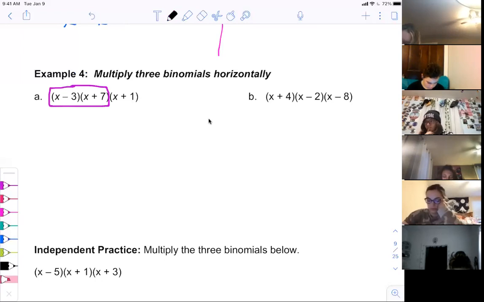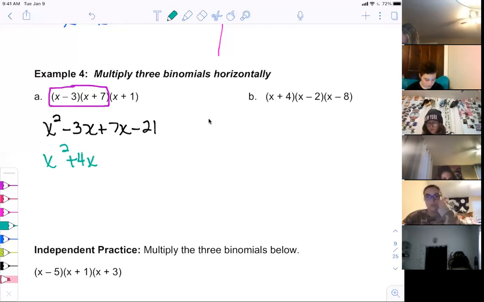It would be x squared minus 3x plus 7x minus 21. And then we can combine and we get a 4x in the middle and then minus 21. So that's the first pair.